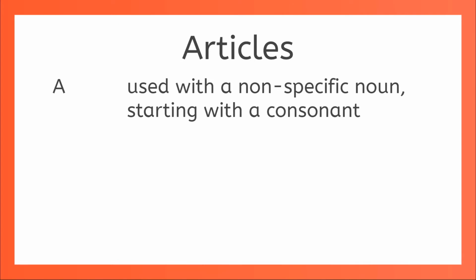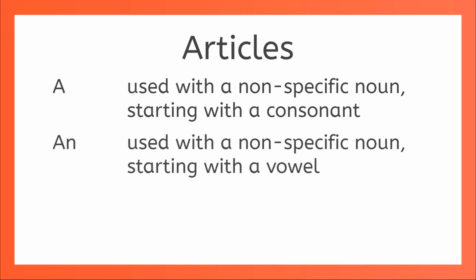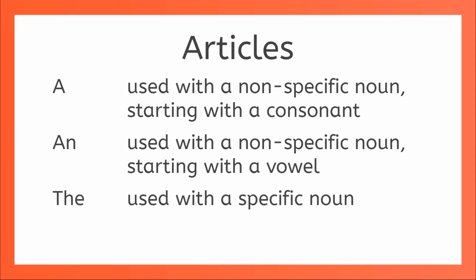A is used with a non-specific noun starting with a consonant. An is used with a non-specific noun starting with a vowel. And the is used with a specific noun. In this case, it doesn't matter if the noun starts with a vowel or a consonant.